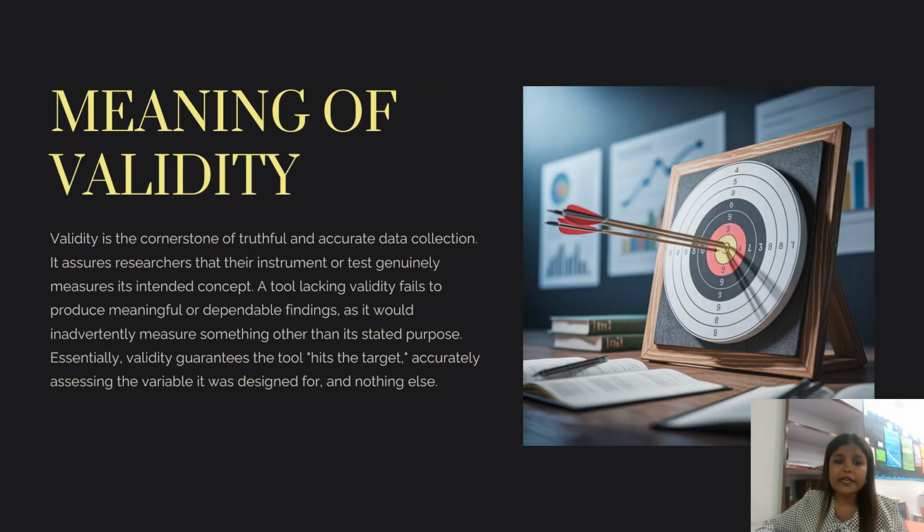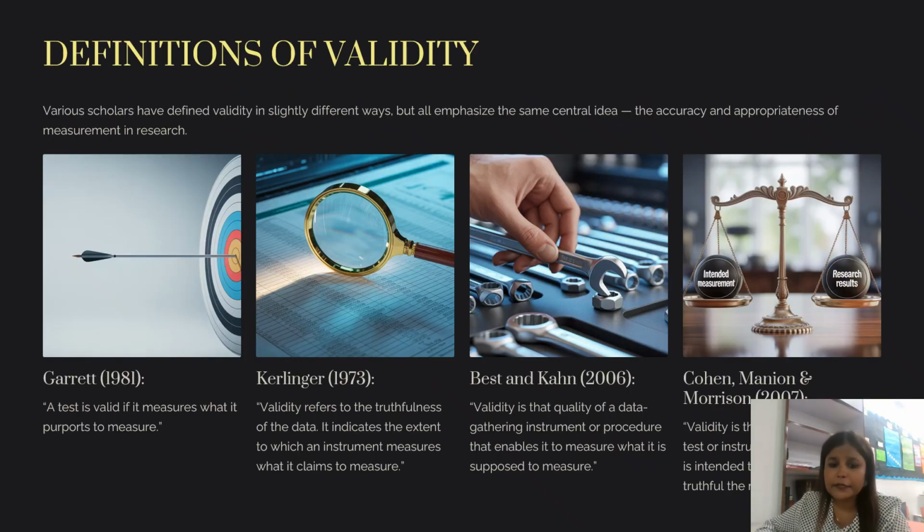So, if you talk about Garrett in 1981, he came up with a definition saying that a test is valid if it measures what it actually purports to measure. Kerlinger in 1973 said validity refers to the truthfulness of the data, the extent to which an experiment measures what it claims to measure, and so validity is like the soul of a research tool. Without it, even reliable data is meaningless. So you have different definitions given on the slide also. I've discussed two or three of them.